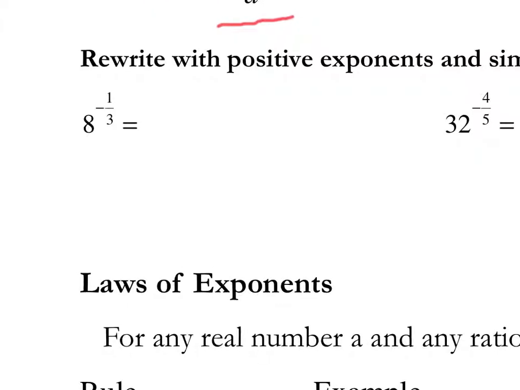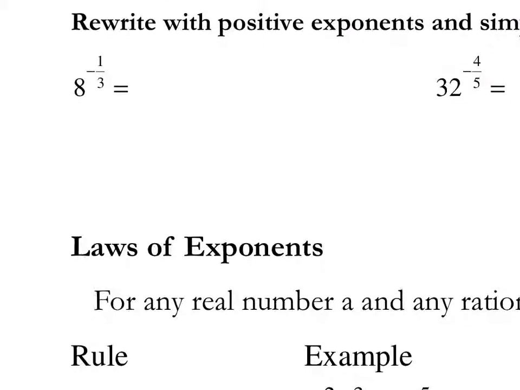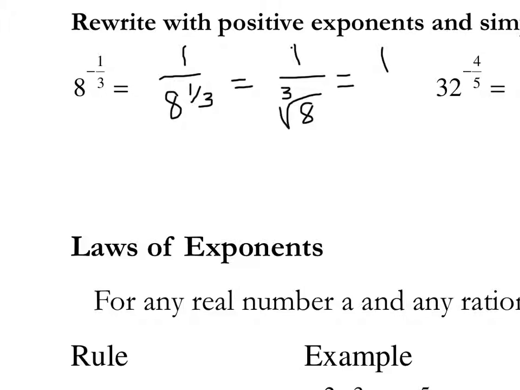So let's rewrite each with positive exponents and simplify if possible. 8 to the negative 1/3. The negative indicates you're in the wrong location, so we're going to change it to 1 over 8 to the 1/3. Negative exponents indicate location. 8 to the positive 1/3, that's a fractional exponent, so we're taking the cube root of 8. What is the cube root of 8? 2.